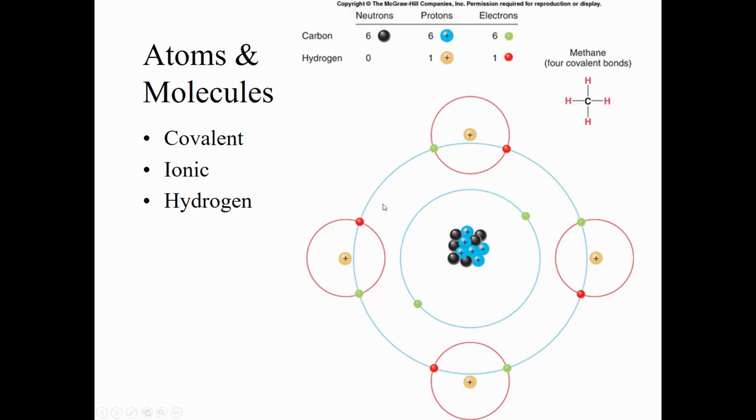Then we have 4 other atoms of hydrogen. Hydrogen has a proton and 1 electron. So those are the orange electrons. Whoops, I've got to get back to my picture.